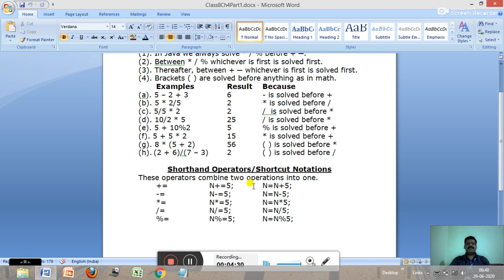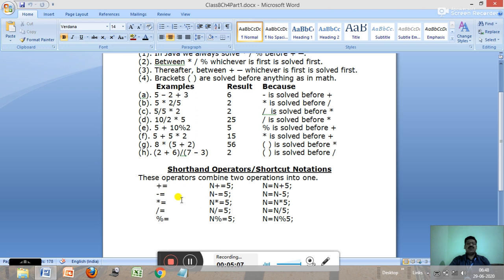Alright. Now shorthand operators or shortcut notations of Java. This is the last topic of this chapter. These operators combine two operations into one. Now see, first sign is plus equal to. See, there is no space in between, no gap in between. Both the operators you have to write together, plus equal to. So n plus equal to 5 semicolon. So it is a Java statement. It is correct. What is the meaning of this? It means n equal to n plus 5. So in our Java program, instead of writing n equal to n plus 5, we can write in the short form n plus equal to 5.